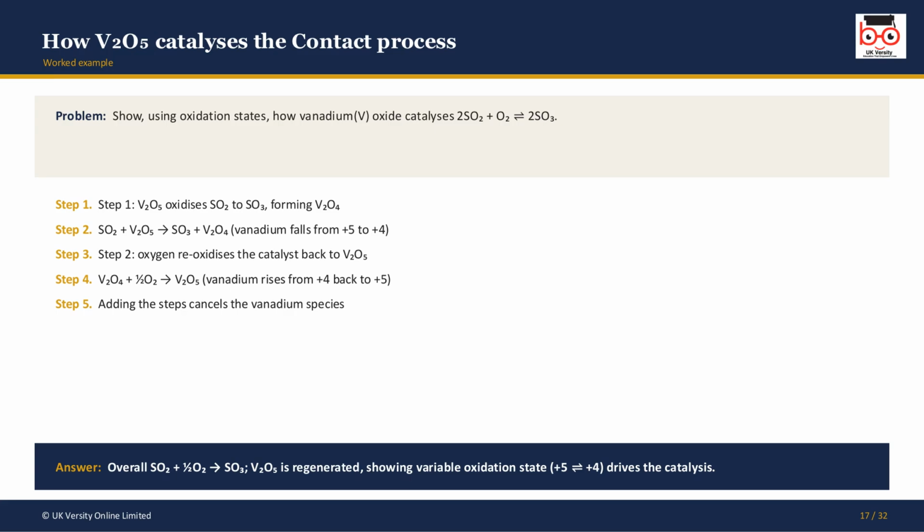Let's see how vanadium 5 oxide catalyzes the contact process using oxidation states. In the first step, the vanadium 5 oxide oxidizes sulfur dioxide to sulfur trioxide and is itself reduced to vanadium 4 oxide, with vanadium falling from +5 to +4. In the second step, oxygen reoxidizes the catalyst, turning the vanadium 4 oxide back into vanadium 5 oxide and lifting vanadium from +4 back up to +5. Add the 2 steps and the vanadium cancels, leaving the overall reaction of sulfur dioxide plus oxygen to sulfur trioxide, with the catalyst regenerated. It's the variable oxidation state, +5 to +4 and back, that makes the catalysis work.